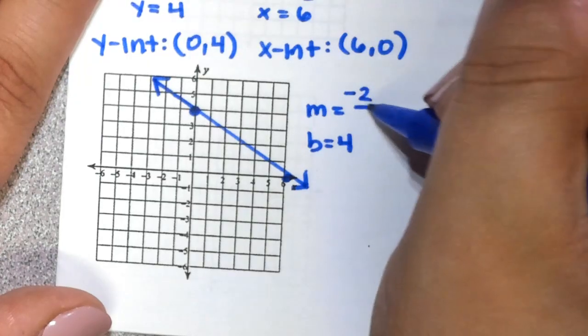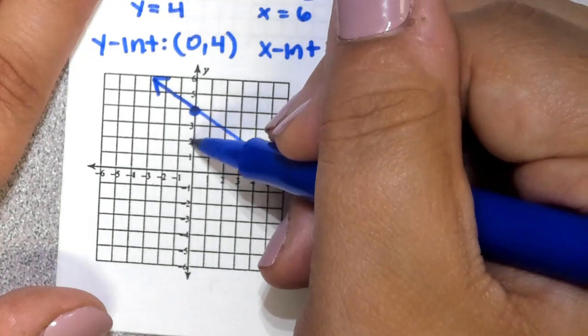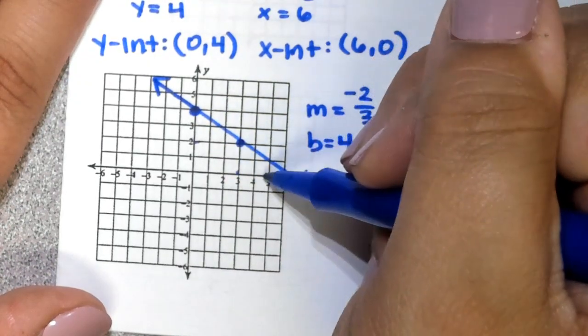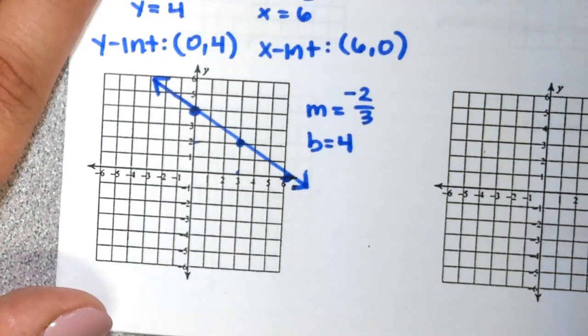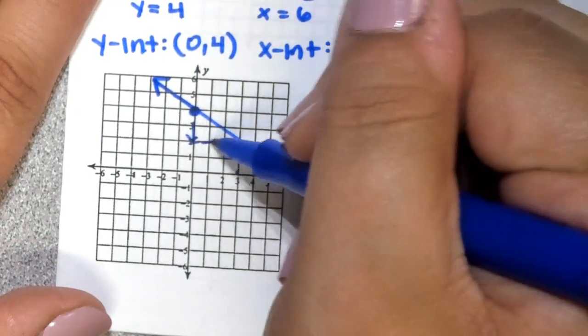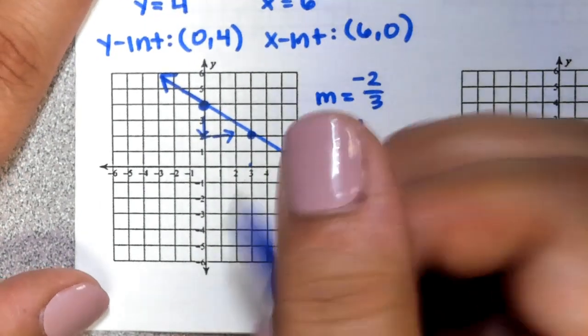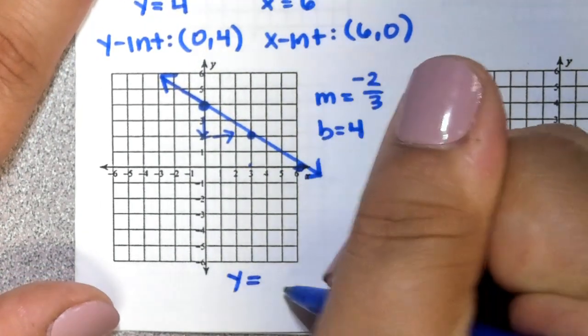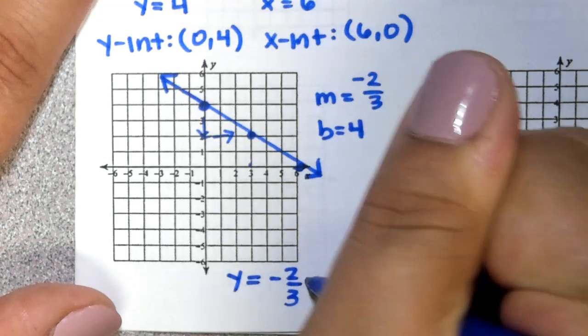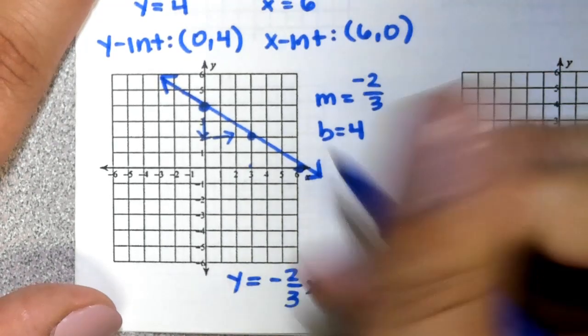Negative down 2 over 3. Do y'all agree with that? Yeah. Down 2 over 3. It's going down to right 3. So can you create an equation from this? Y equals negative 2 over 3x plus 4.